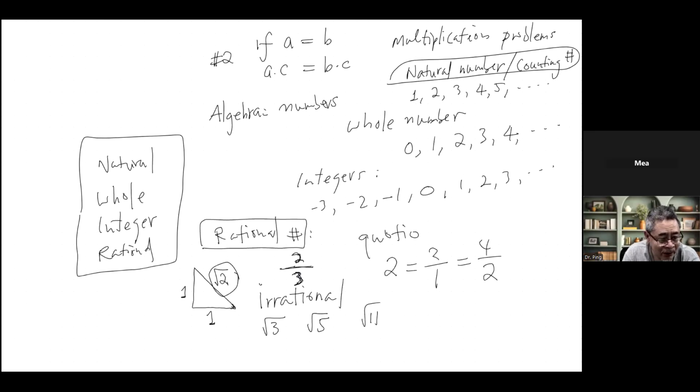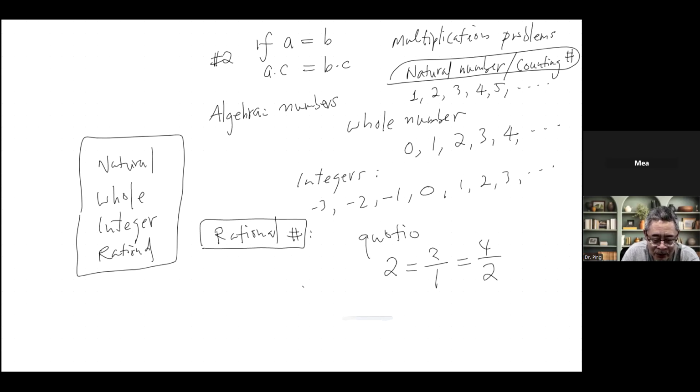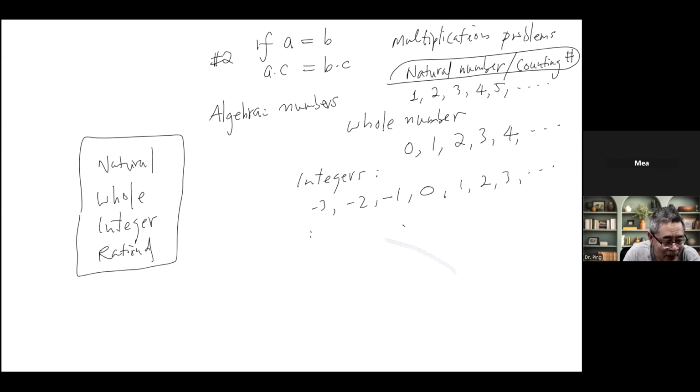But we don't call them their own number family. Remember, our family has been growing from natural to whole to integer to rational. So what we're going to do then is come up with another number family. We call them real numbers. So now we add real numbers. Real numbers means we have all the rational plus irrational numbers.